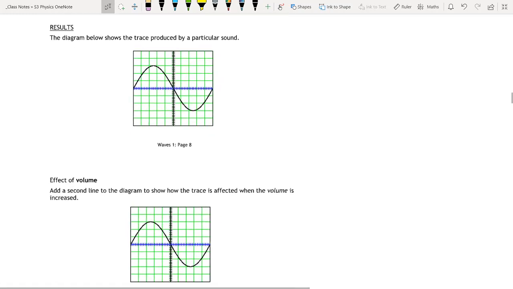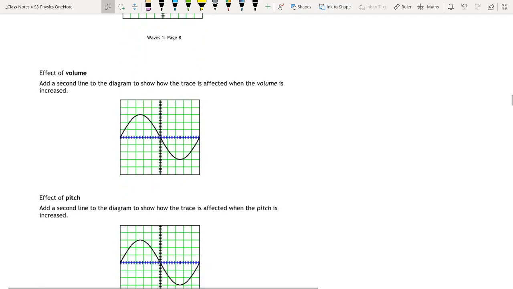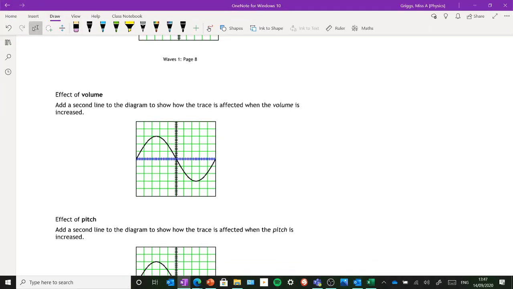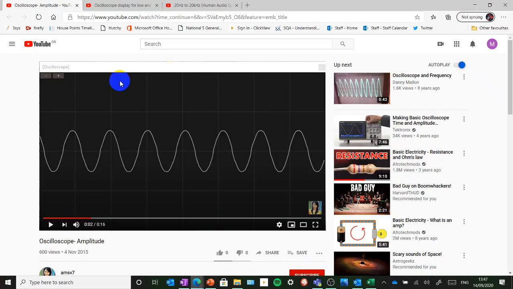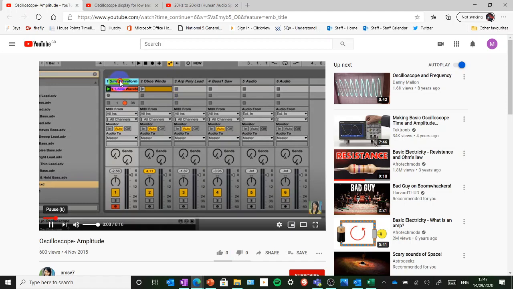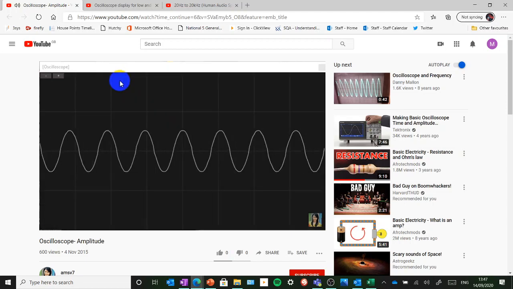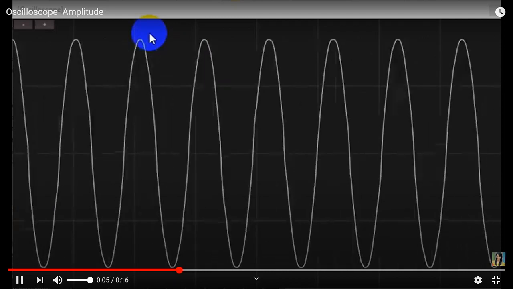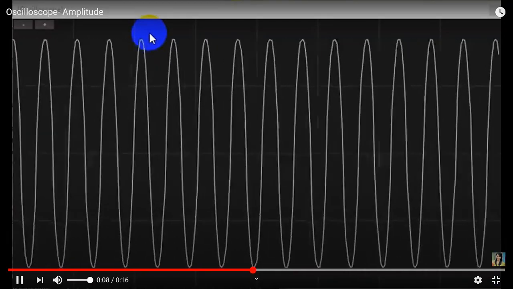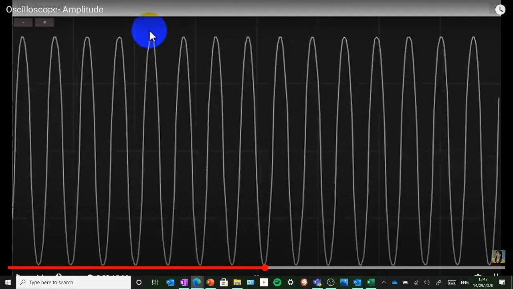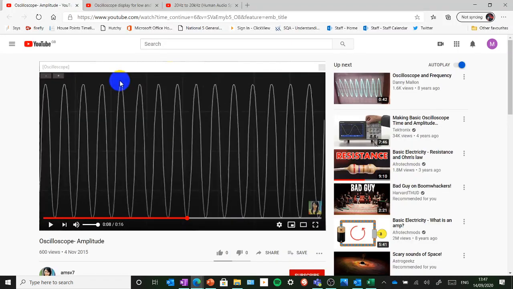Okay, so the first one says effect of volume. It says add a second line to the diagram to show how the trace is affected when the volume increases. I think most of you can probably guess already because you've seen this before, but I have got the film of it. So this is volume. Oh no, that's not volume, that's pitch. Let's go back. It's this.